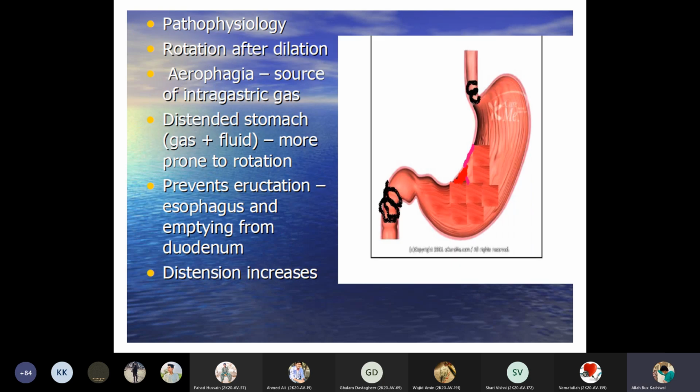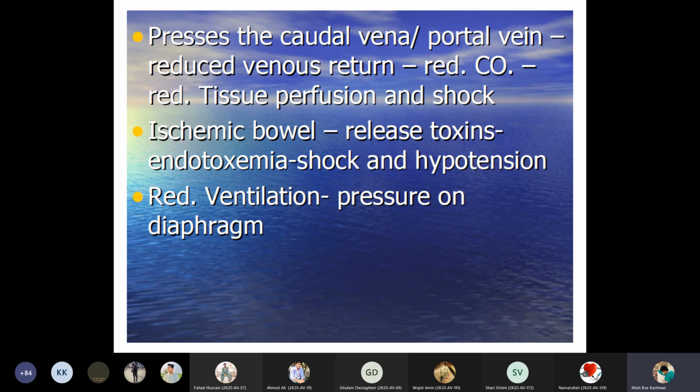So the pathophysiology is rotation after dilation, aerophagia, and a source of intragastric gases. A distended stomach with gas plus fluid is more prone to rotation, preventing eructation through the esophagus and emptying from the duodenum, so distension increases in the dog. It presses on the caudal vena cava and portal vein, reducing venous return, which reduces cardiac output and tissue perfusion, causing shock and ischemic bowel, release of toxins, endotoxemia, shock and hypotension, and reduced ventilation from pressure on the diaphragm.